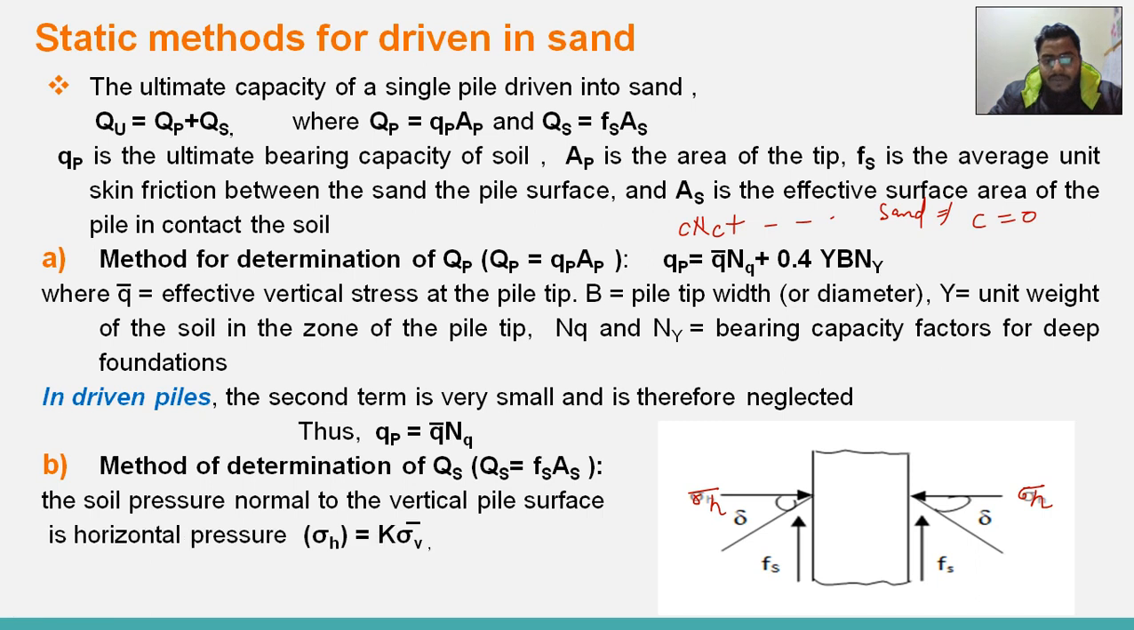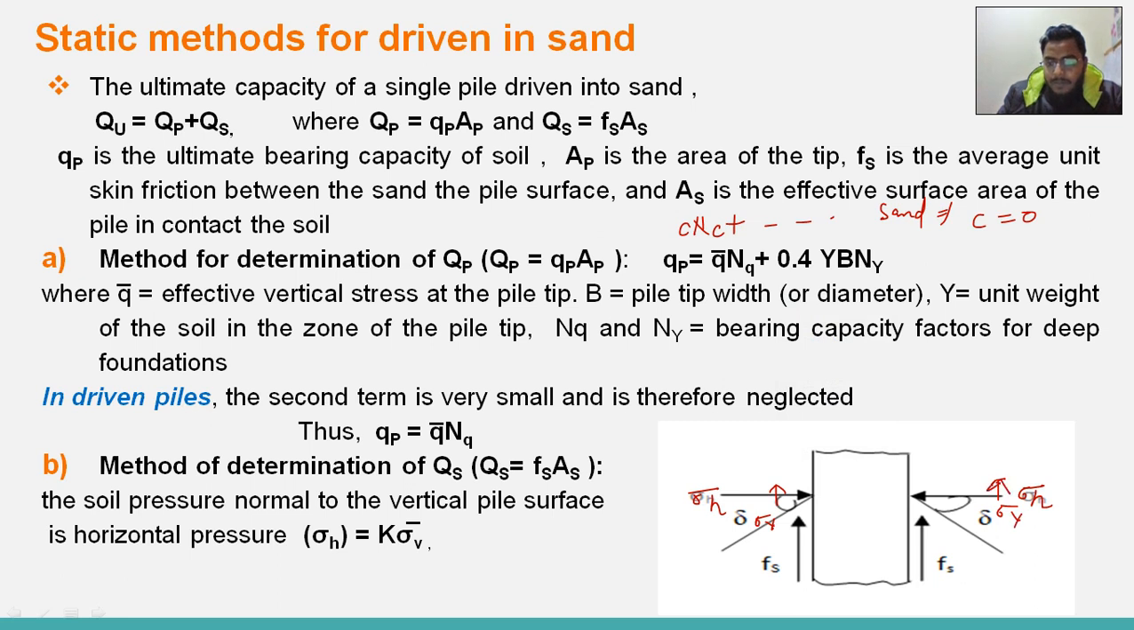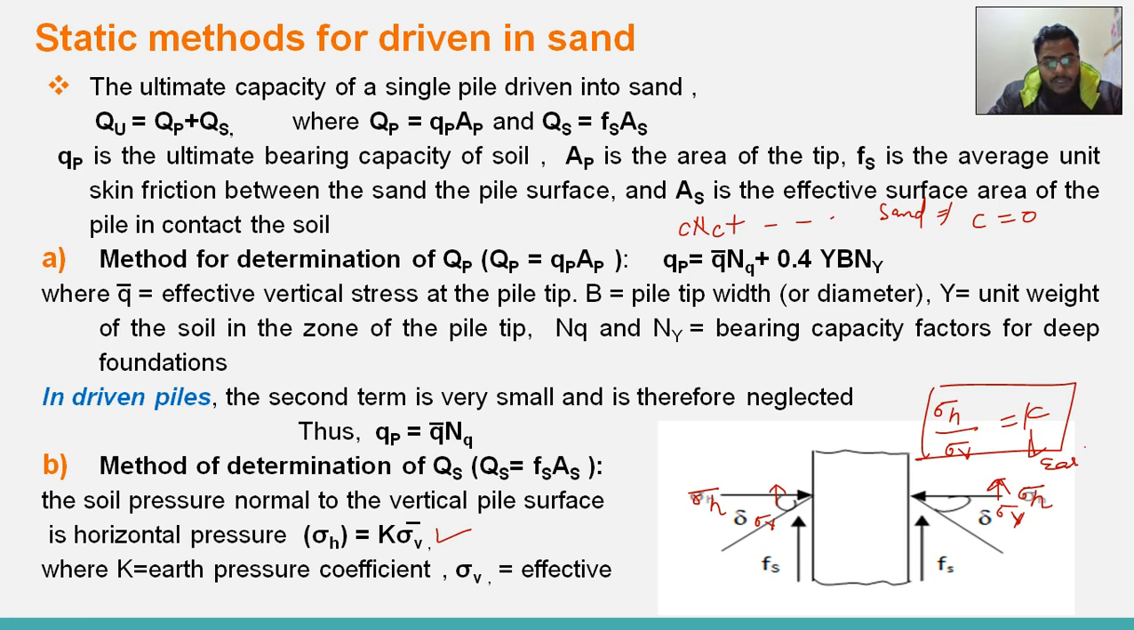Sigma h. So there is a relation between the horizontal normal stress to the vertical stress in case of soil. Suppose at this point some vertical stress will be there, sigma v. Okay. So there is a relation between this vertical stress to the horizontal stress. The ratio of horizontal stress to the vertical stress is equal to K, and this K is the earth pressure coefficient. So we can write sigma h is equal to K into sigma v. Okay, where K is the earth pressure coefficient, sigma v is the effective vertical stress at that depth where we are calculating.